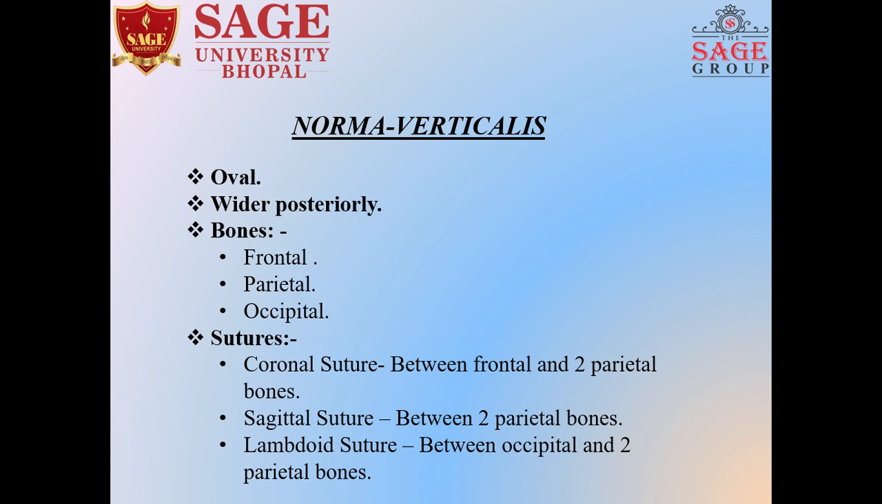Now let us discuss norma verticalis. Norma verticalis is generally oval. It is wider posteriorly and comprises three bones: the occipital bone, parietal bones, and frontal bone. The sutures that we see in norma verticalis are, first, the coronal suture, which lies between the frontal and two parietal bones. The next is the sagittal suture, which is found between the two parietal bones, and the last one is the lambdoid suture, which is found between the occipital and two parietal bones.